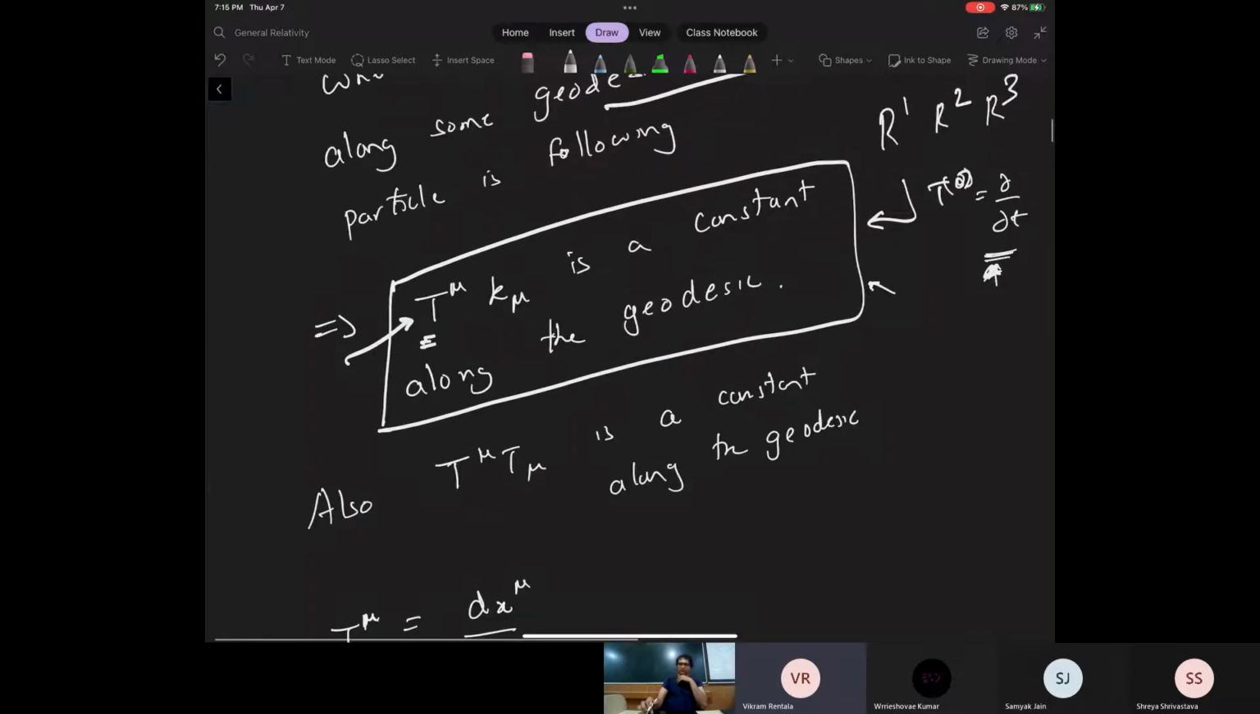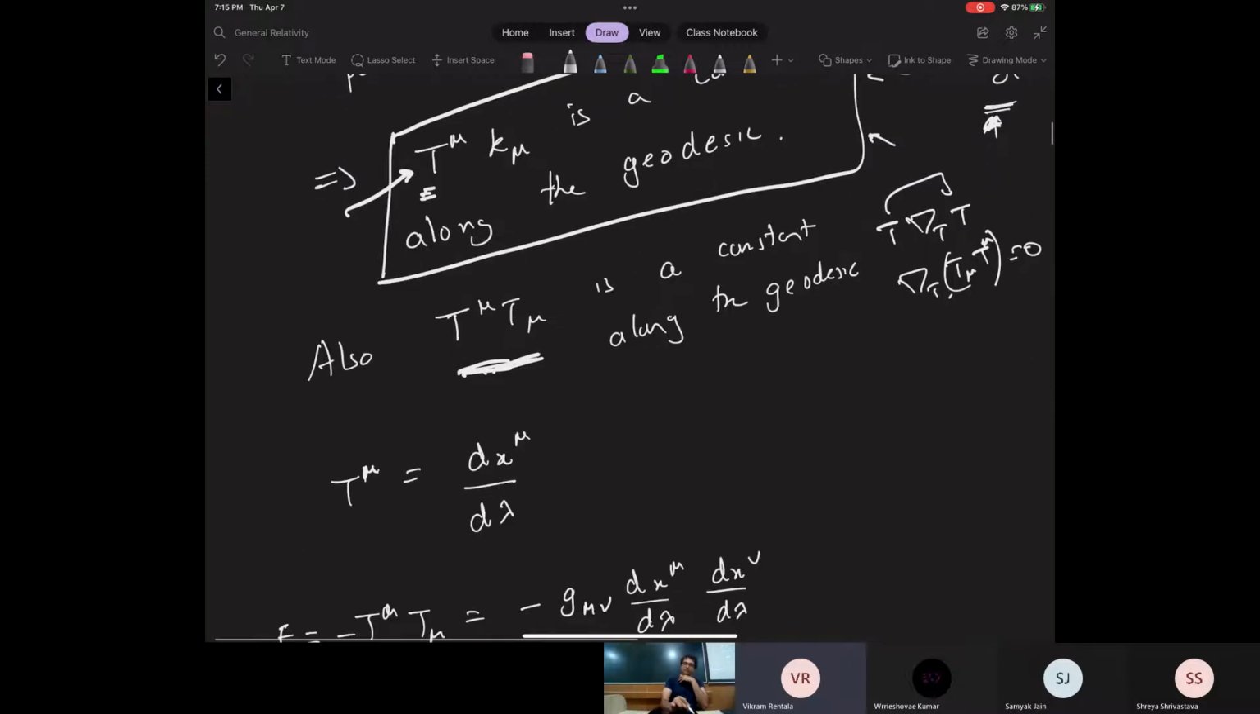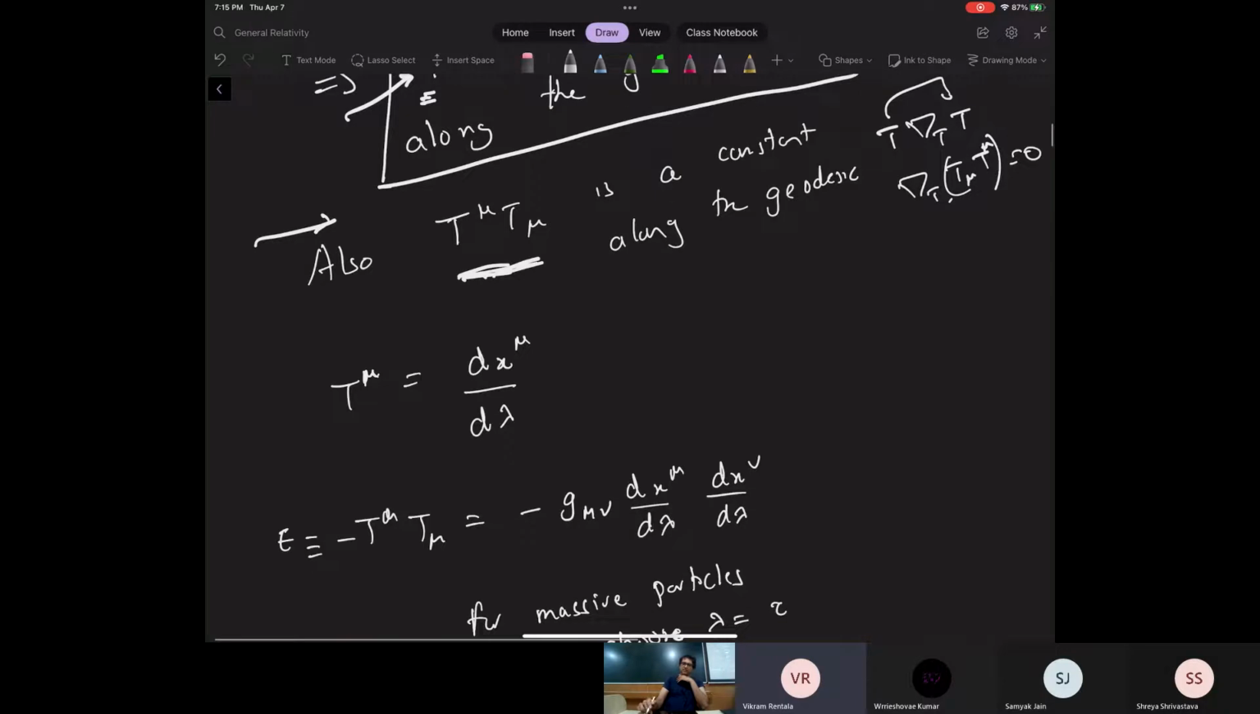The other thing that we know is that T mu is also a constant along the geodesic, right? Because del t is 0, so if I can take t outside and dot this into this, I get del t of t is 0. I'm suppressing the indices, but I hope you understand what I mean. So this is t mu, and that is also a constant along the geodesic. So I have 4 constants along the geodesic. Let's write them out.